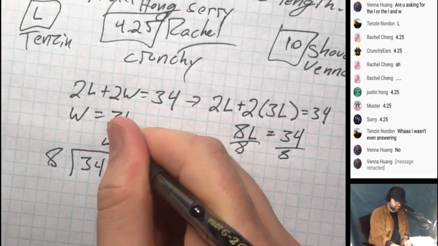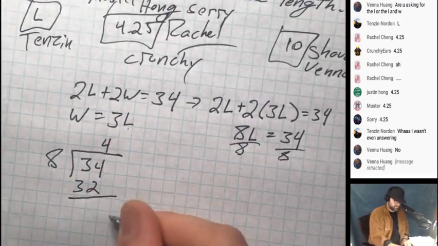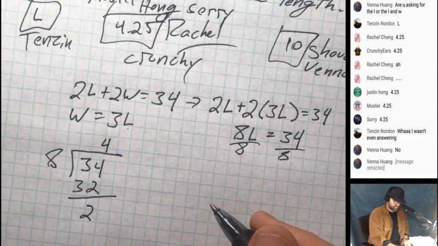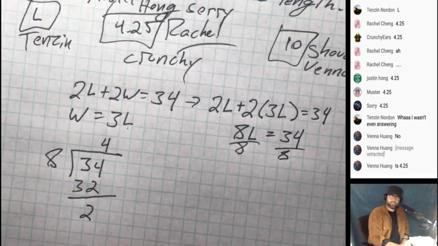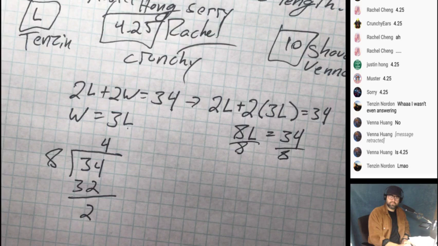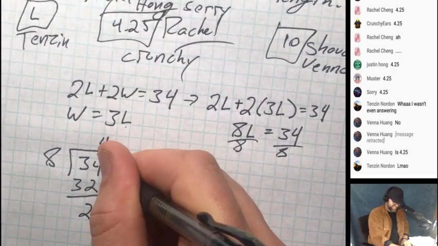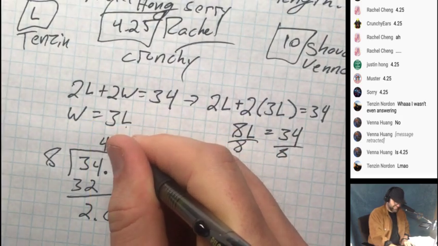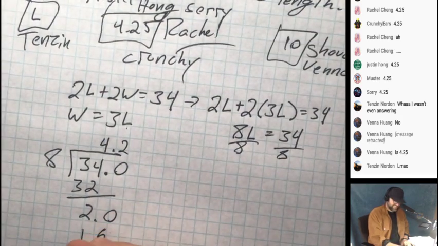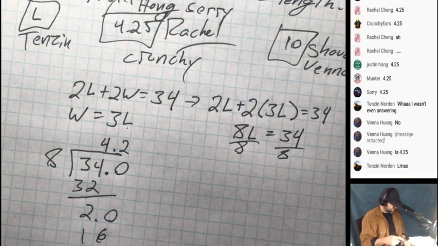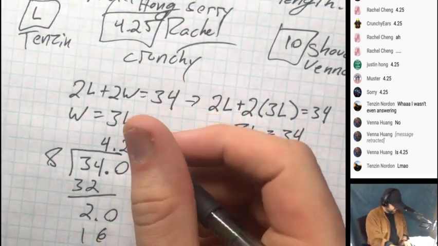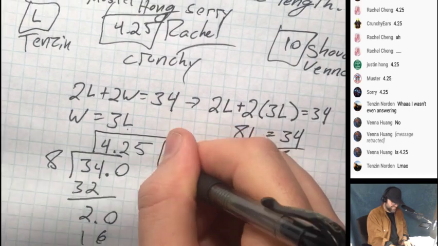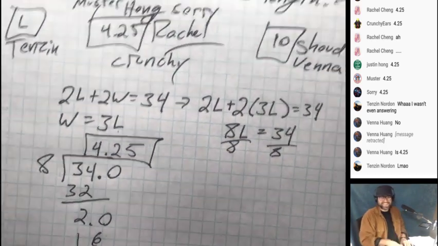Cool. Bros, what's going on here? Okay, 0, 0, very good. That goes in twice, 16, 4. Awesome, yeah, good, 5, yep, 4.25. Very nice, good job, chat.